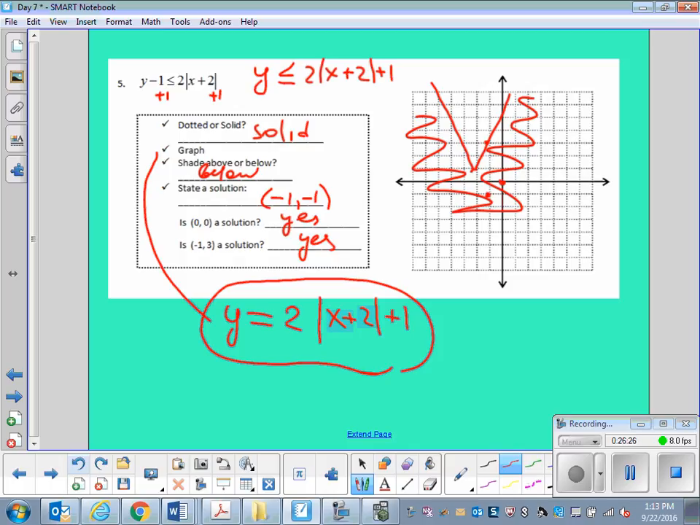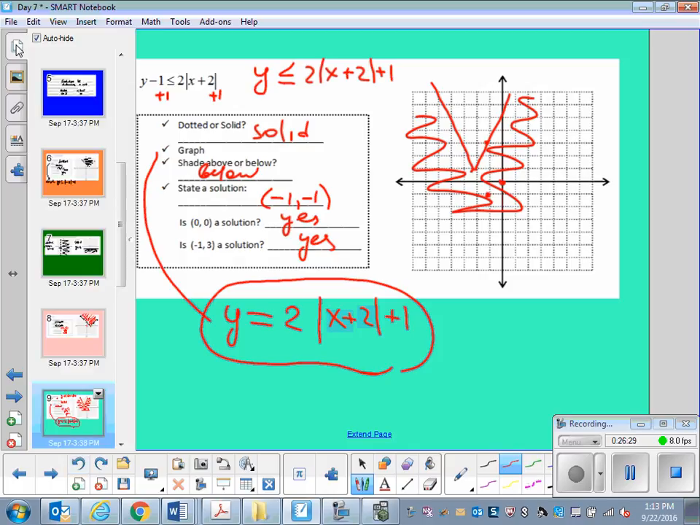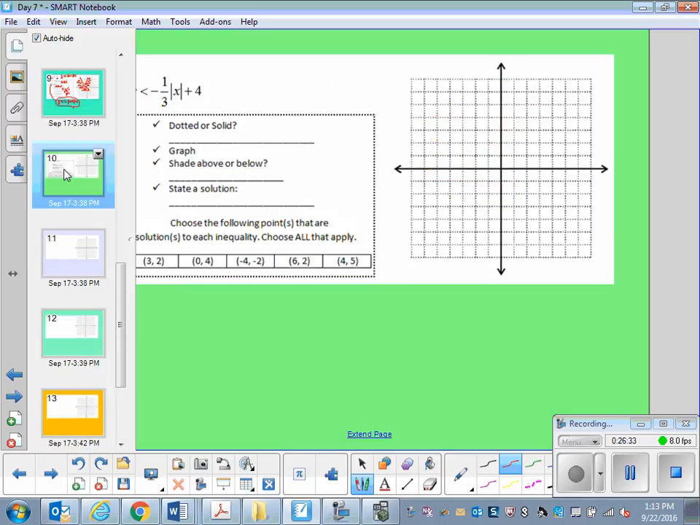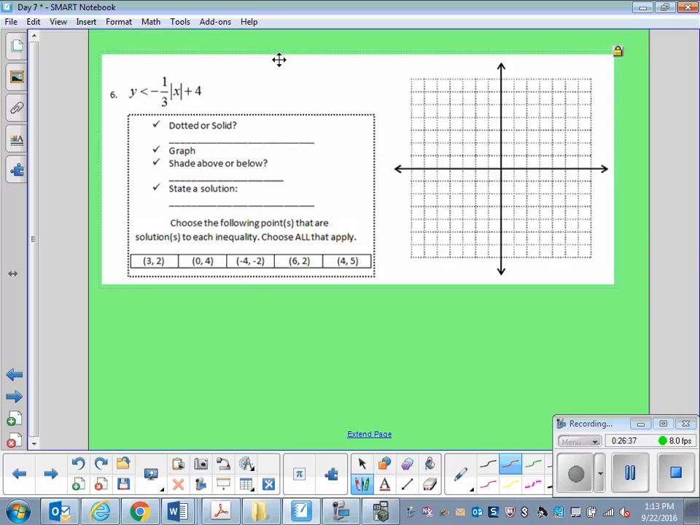So let's do something with bad numbers. Something not very pretty. Well, let's do this one. Is that a pretty number? No. Some minuses, some fractions. Okay, so dotted or solid? Or do you want to do it by yourself? Let's do it by yourself.